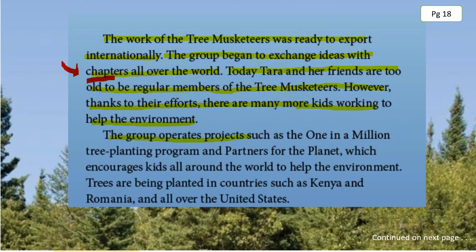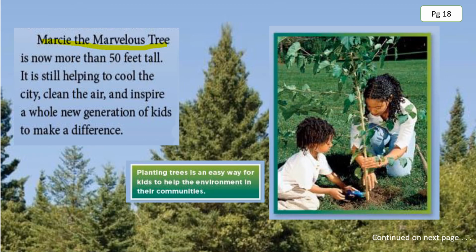The group operates projects such as 1 in a Million, Tree Planting Program, and Partners for the Planet, which encourages kids all around the world to help the environment. Trees are being planted in countries such as Kenya and Romania and all over the United States. Marcy the Marvelous Tree is now more than 50 feet tall. It is still helping to cool the city, clean the air, and inspire a whole new generation of kids to make a difference. Planting trees is the easiest way for kids to help the environment in their community.